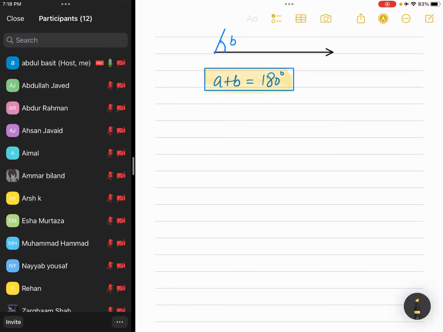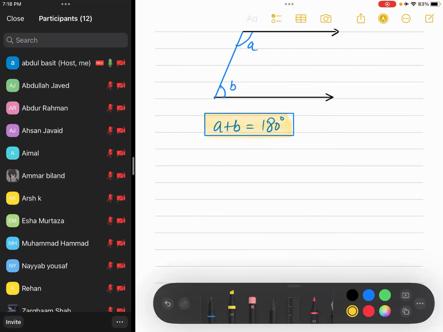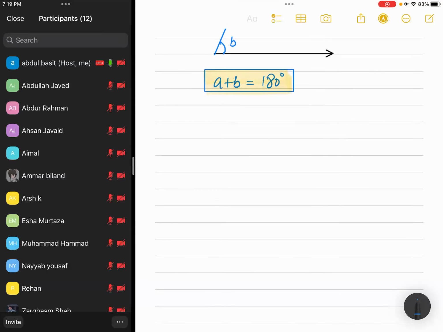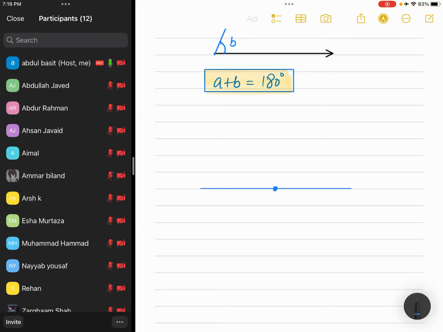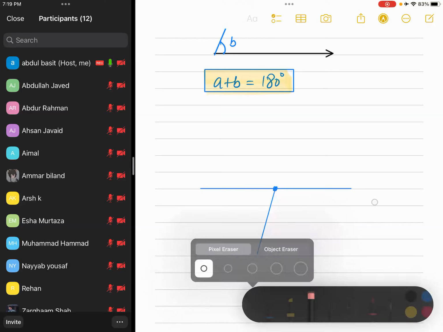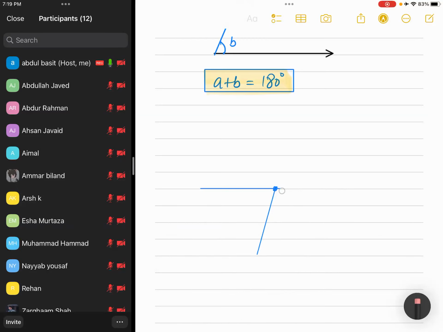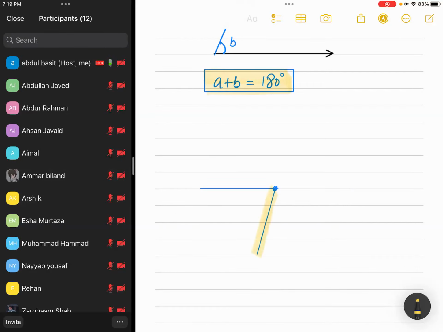Okay. So, co-interior angles. Please listen to me very carefully. For example, Abdullah Javed, this is a line. Agree? But I want to mould this line, so I hold this line from this point and rotate it here. Let me erase this one now. Please pay attention, beta. Okay, I moulded the line.